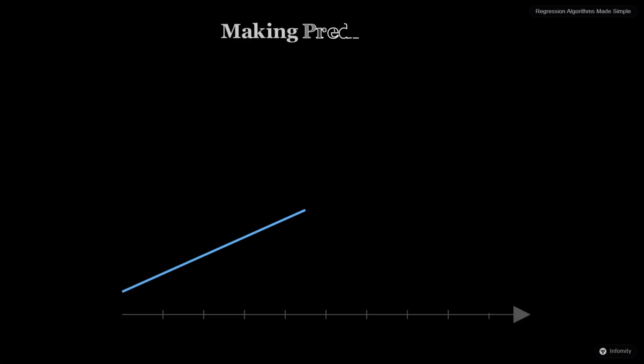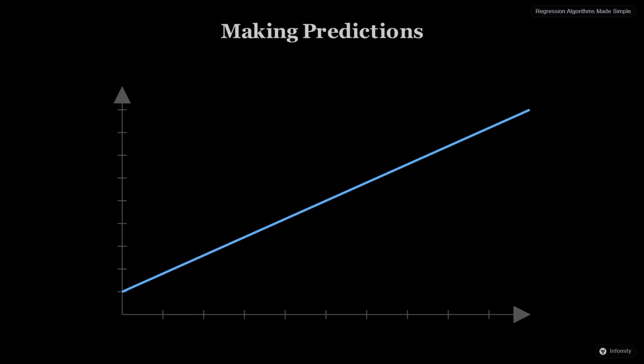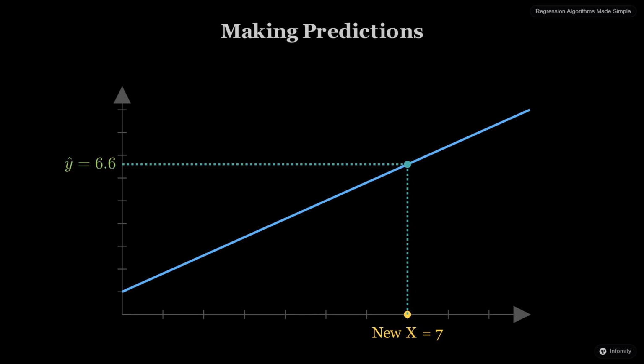Once we have our regression line defined by its slope m and intercept b, we can use it to make predictions. If we have a new input value, x, that wasn't in our original training data, we simply find that x on our horizontal axis. We then trace vertically up to our regression line, and from there, horizontally across to the y-axis. The value we find on the y-axis is our model's prediction, y hat, for that specific input x. This is the power of a trained regression model.